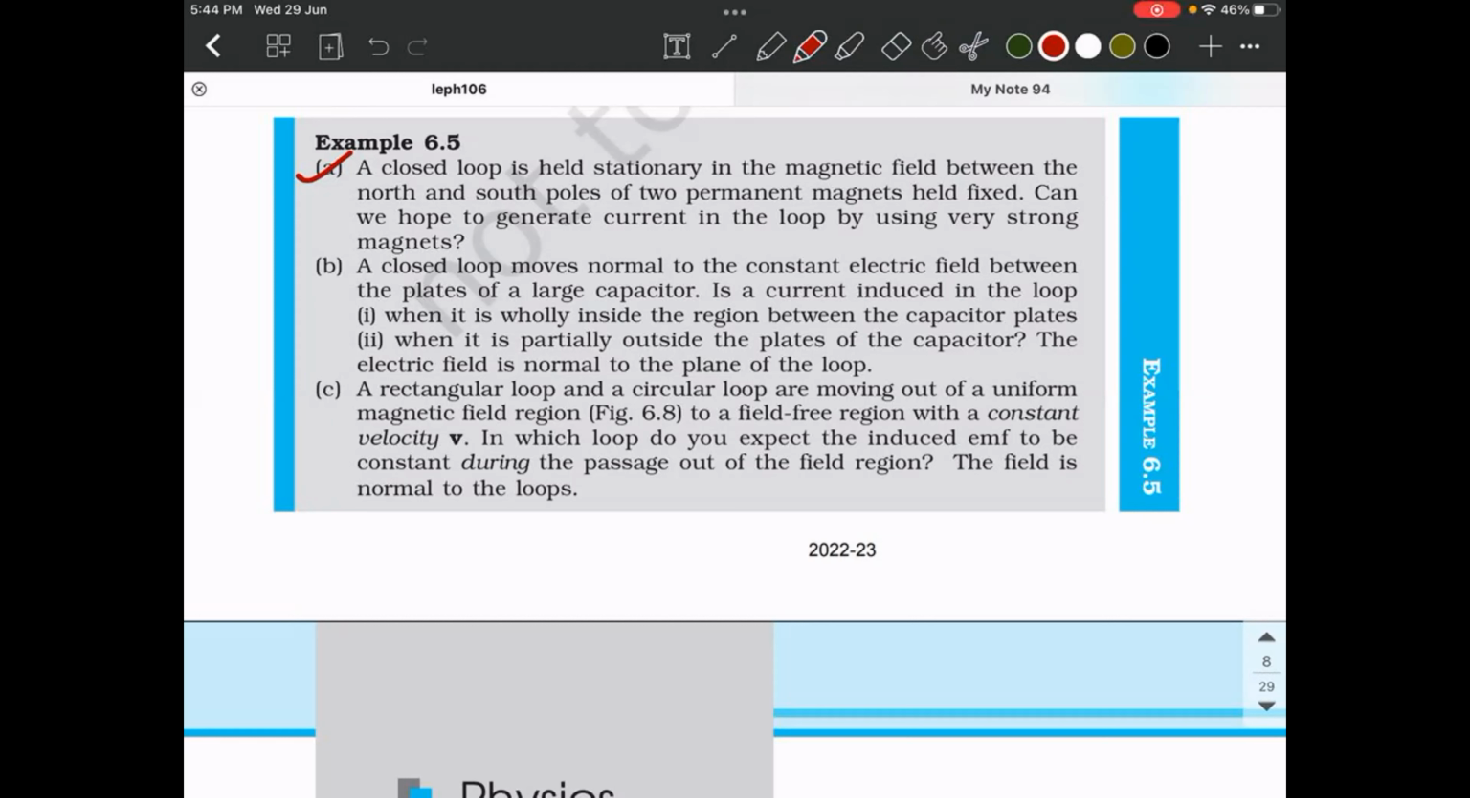Remember, the electric field is always normal to the plane of the loop. Will you be able to generate current in it? If you read the question carefully, you will get it. We can't or we can. Why?